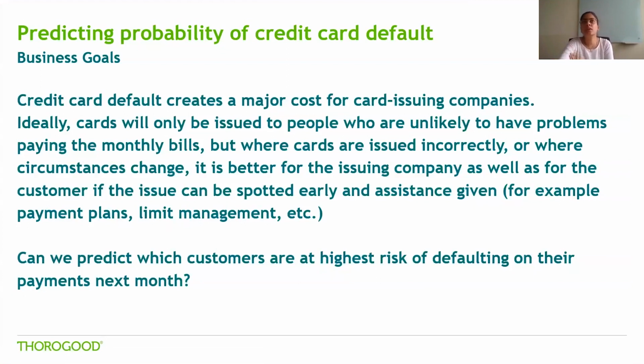Okay, so what we'll be doing today is predicting the probability of a credit card defaulter. As you might know, it causes a major cost for all card issuing companies. And it will be better if the card issuing companies are able to predict that these customers are likely to default so that they can take necessary action. This is where machine learning is going to help us in understanding the percentage of those customers who are likely to default in the following month.